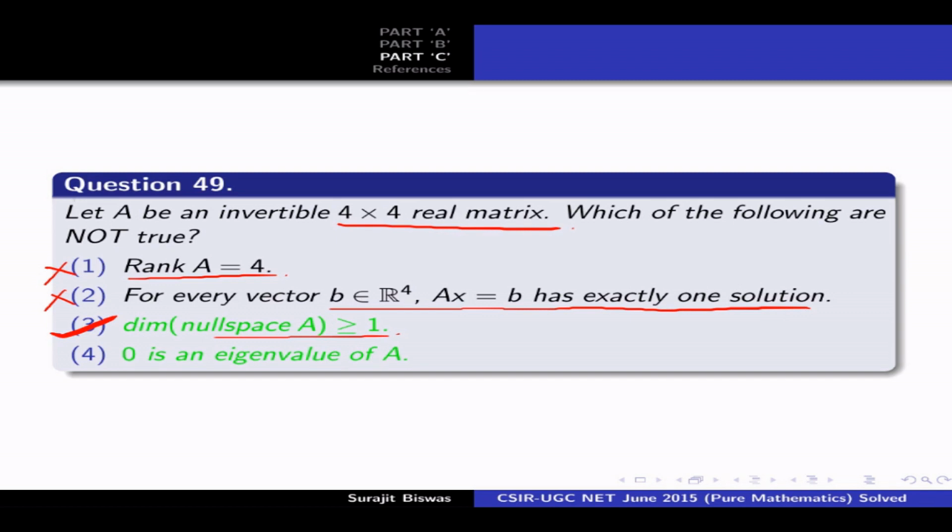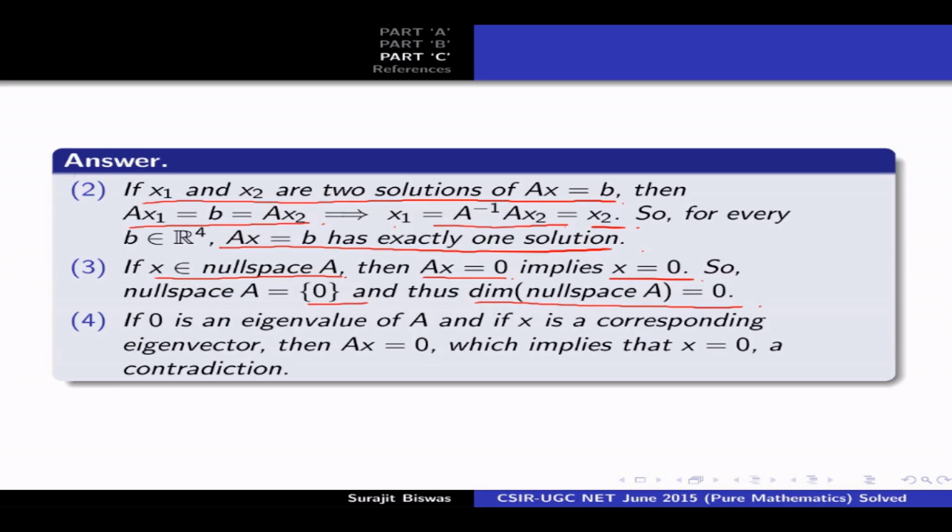And this option, 0 is an eigenvalue of A, is also not true, and therefore this is a correct option to choose. If 0 is an eigenvalue of A and X is the corresponding eigenvector, then Ax equal to 0, which implies that X equal to 0 because A is invertible. This gives a contradiction. So this settles this question. We go to the next one.